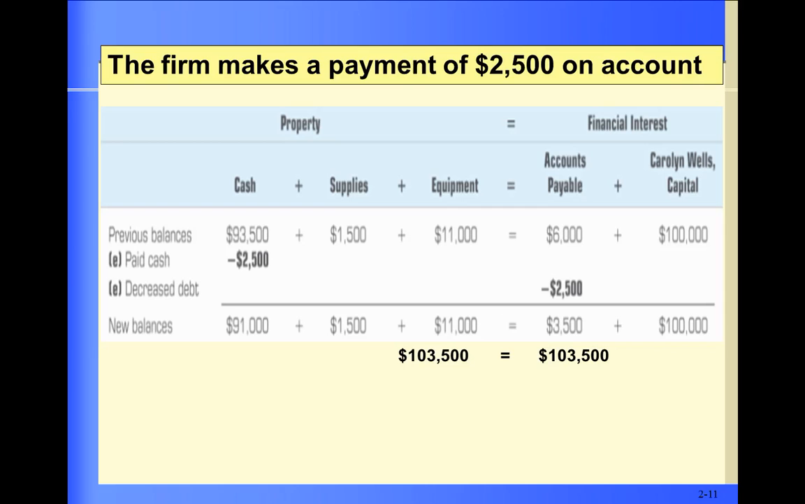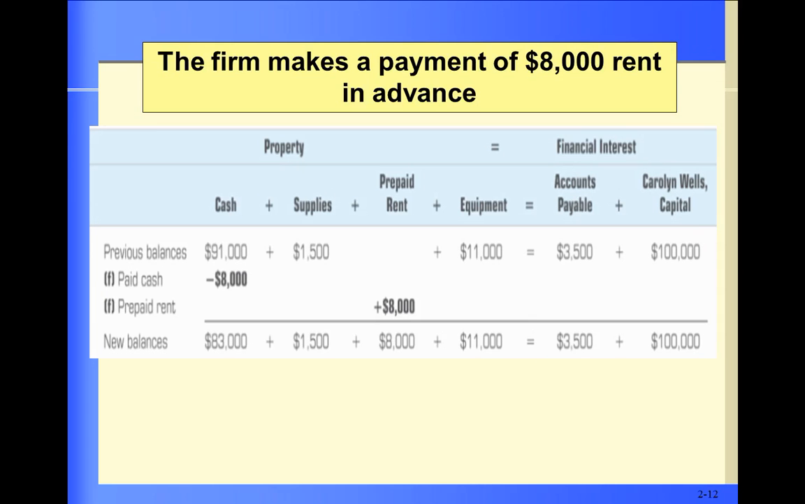The decrease in both sides of the equation is reflected by the cash reduction and the reduction in what we owe. In this case, we're going to pay rent. This time we're going to do this for $8,000, and we're doing this in advance. This opens up a discussion around what is called prepaid rent.